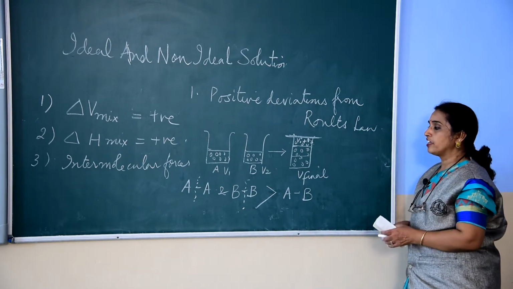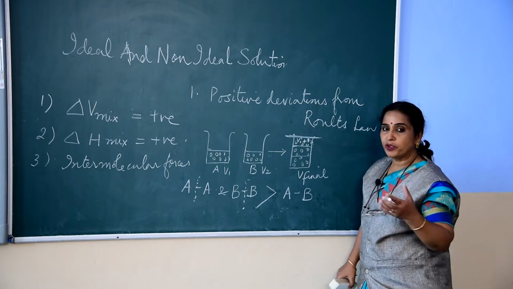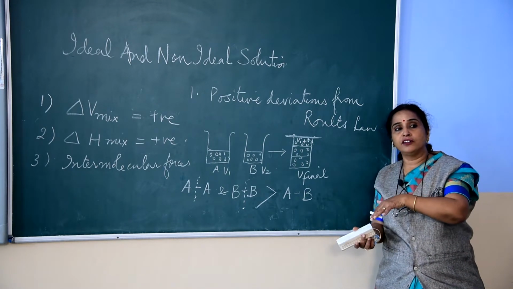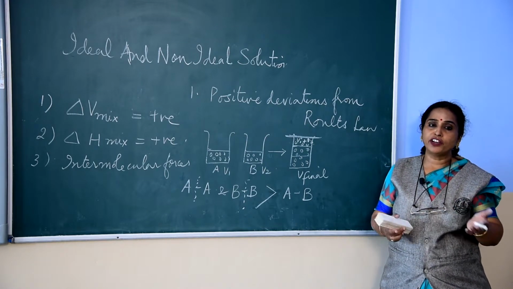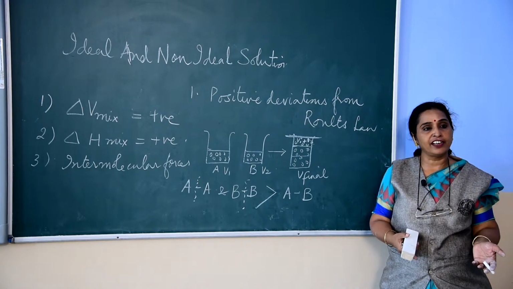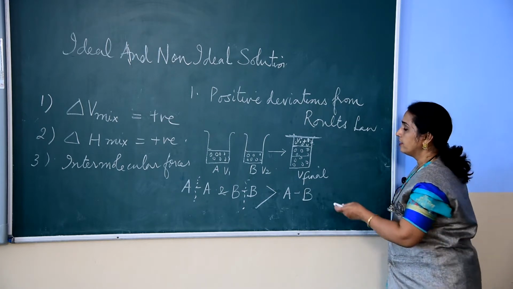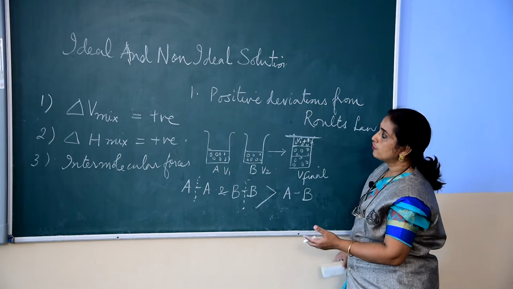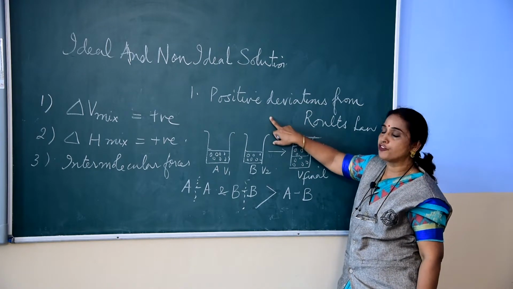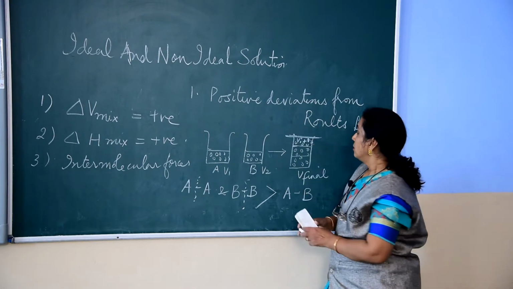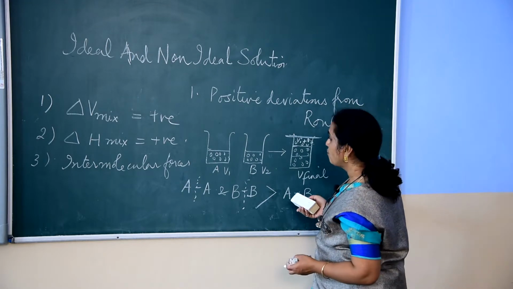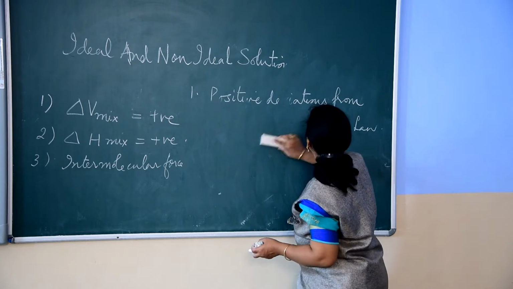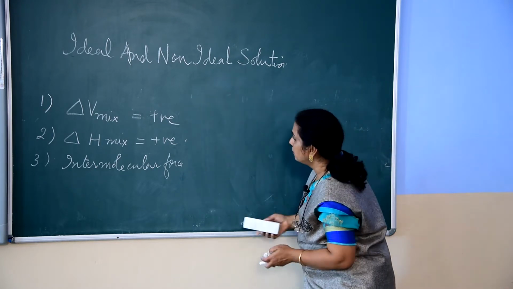For examples in this case, we can consider solutions between components where one may have a hydrogen bond and the other does not. For example, ethyl alcohol and cyclohexane will be good examples showing positive deviation from Raoult's law. The graph for this we can also show in a similar manner and then conclude from the graph.